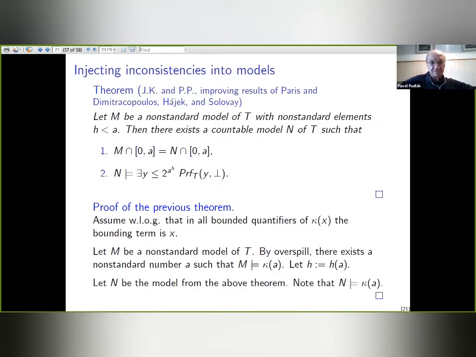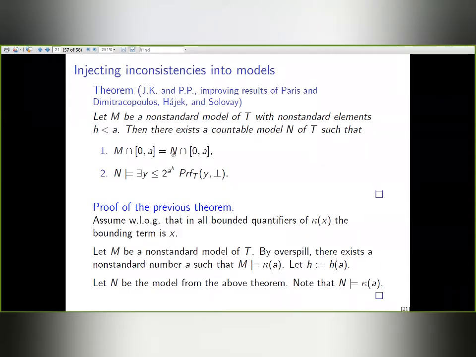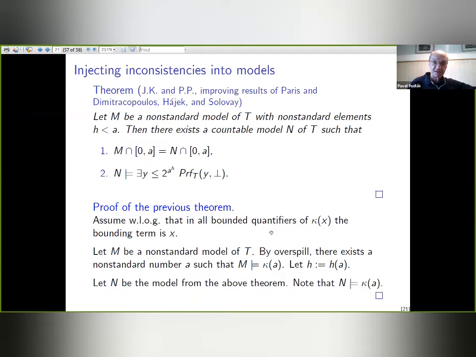And we get a model N. And what only remains to note is that in N, A satisfies kappa. And this is because it's a bounded formula where the quantifiers are bounded by X. So if these initial segments are the same, and it's a formula of this kind, then we have kappa A. So we have in N kappa A, and the proof of contradiction less than 2 to the A to the H A.